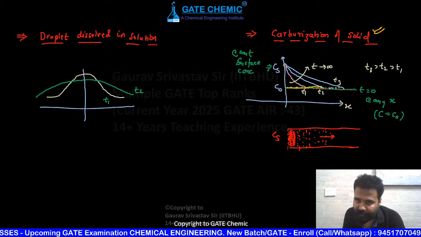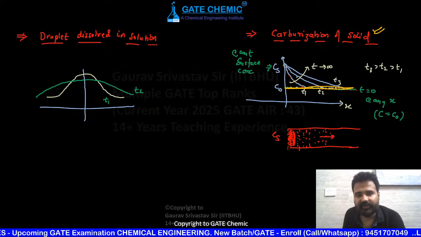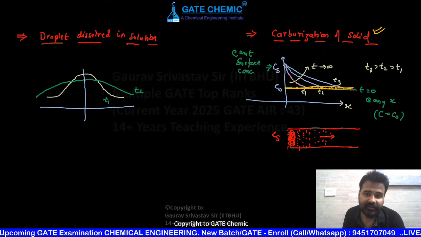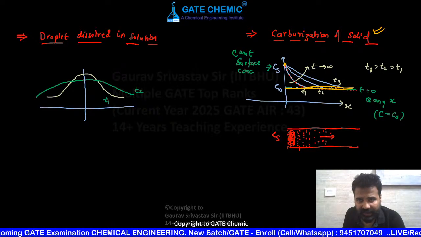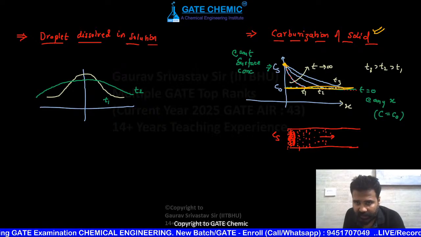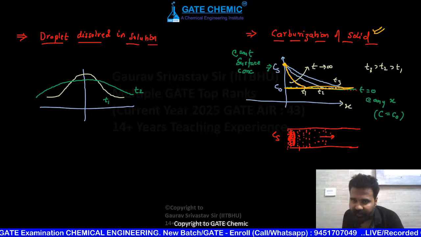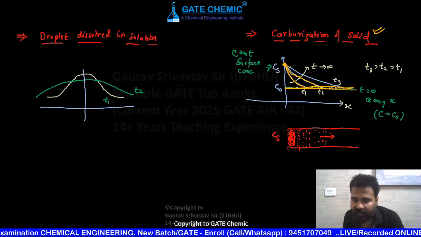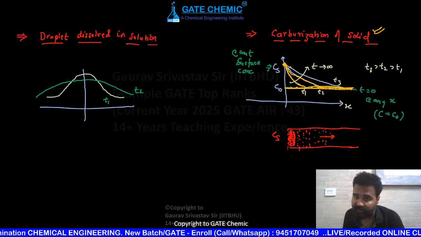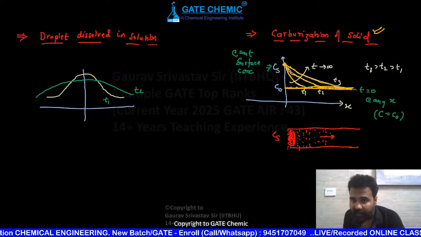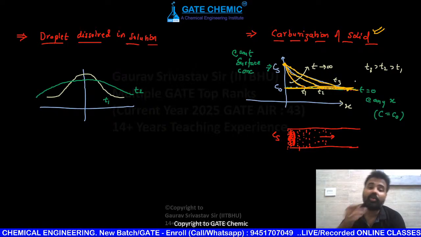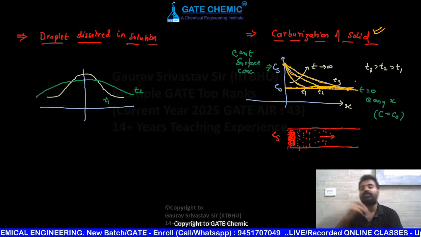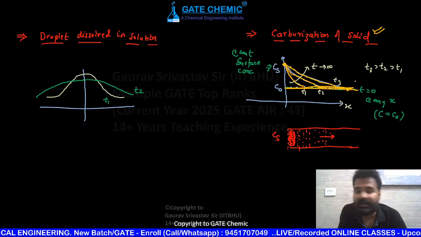Initially everywhere it is C naught. After some time, when you give the surface concentration as CS, then at the surface CS is there, and this is the graph. It penetrated a little distance, and further ahead everywhere it is still C naught. Now it has penetrated a little further, spread a little more, and still further ahead it is C naught. Finally it has spread fully, and if you go much further, it is still C naught. So in this manner diffusion is occurring there.